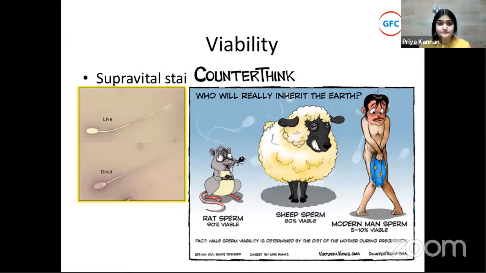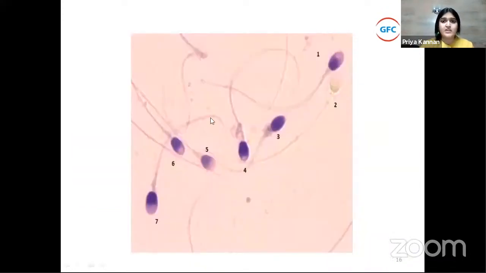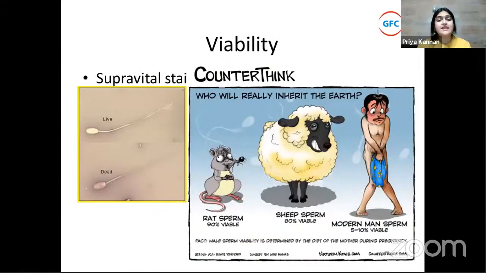Hence, whenever we are doing the morphology, we would also like to do supravital staining side by side to see how many sperms are actually alive or dead. Why is it important? In certain situations where there are 100% immotile sperms, we have to do this so that we know whether there are any live sperms at all in the sample that has been given to us.